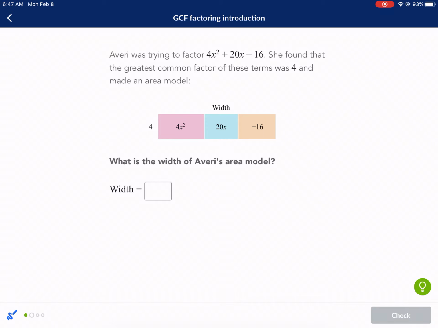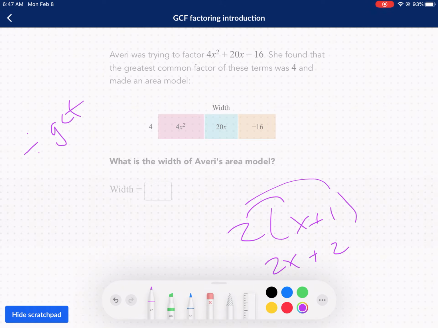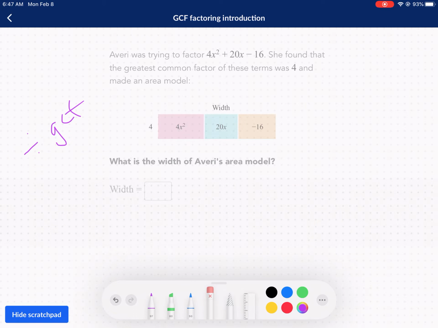Avery was trying to factor 4x squared plus 20x minus 14. She found that the greatest common factor of these terms was 4 and made an area model. Very clever. What is the width of Avery's area model? An area model is always talking about simply doing multiplication. It's just a clever way of showing how we divide.